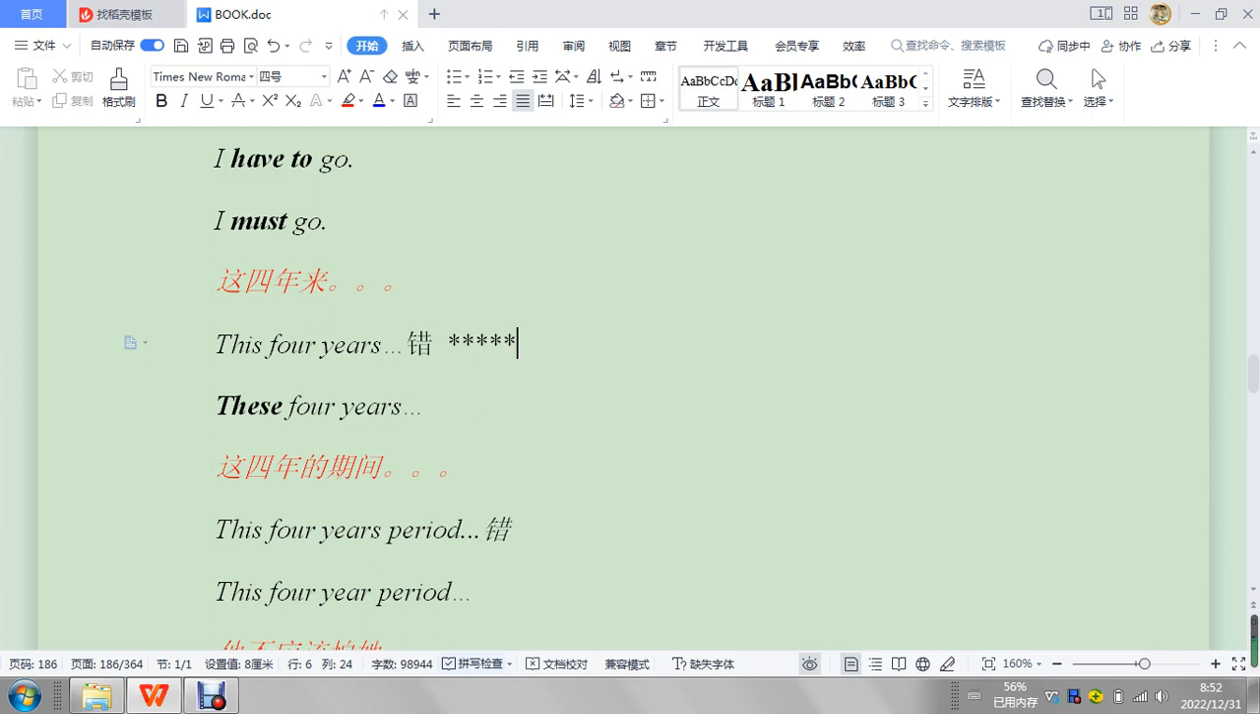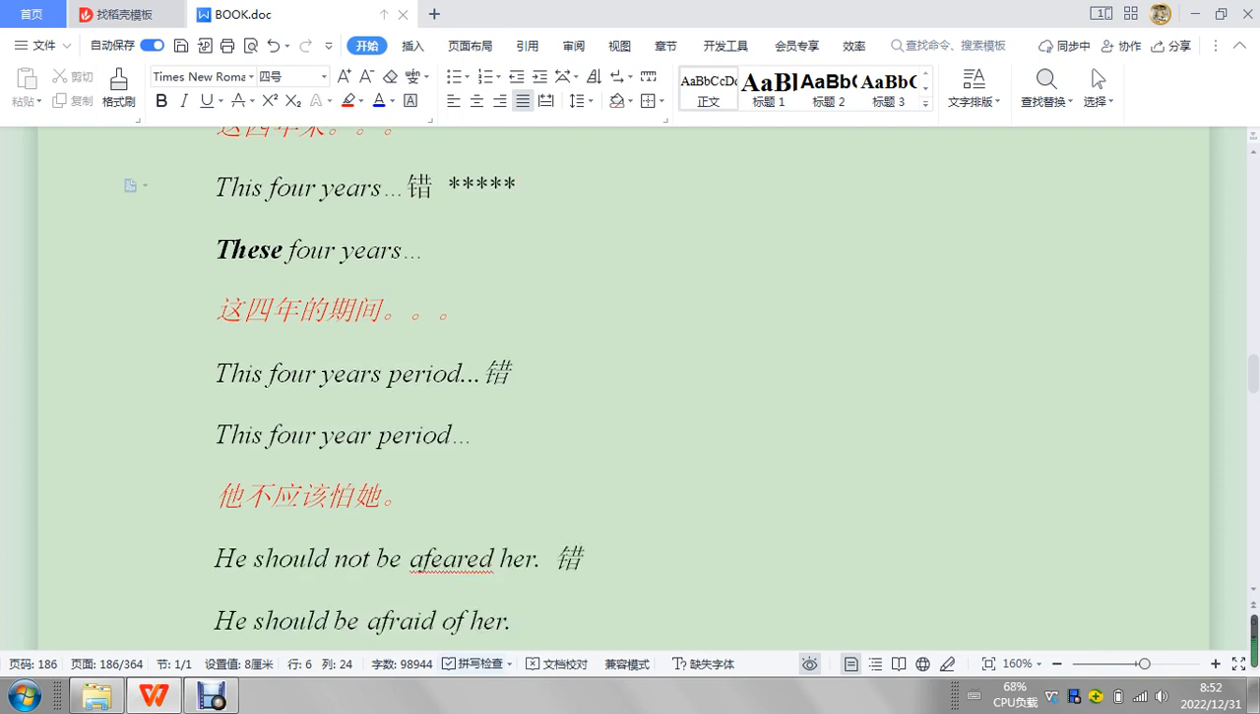So 4是复数, right? There's 4 things, 1, 2, 3, 4. "Years" and "these." So you need all of those. This "4 years period," it's the same thing. And sometimes people say something about age, like "5 years old child." It should be "5-year-old." So 在形容 child 的时候，不用复数了.